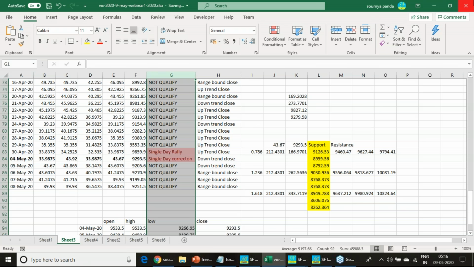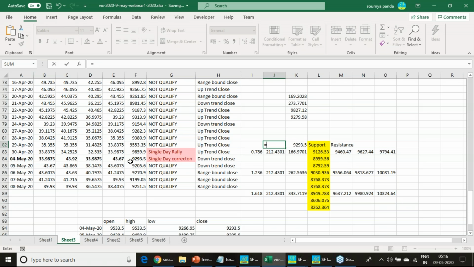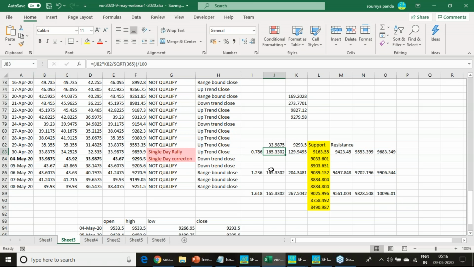So now I am going to the calculation part. For calculating that, first I am taking the VIX of that particular day when the single day rally or fall happened. Then I am taking the closing price of that day. I am using three Fibonacci ratios: 0.786, 1.236, 1.618. I am not using 0.618 because the 0.618 to 0.786 Fibonacci retracement is known as the death zone.